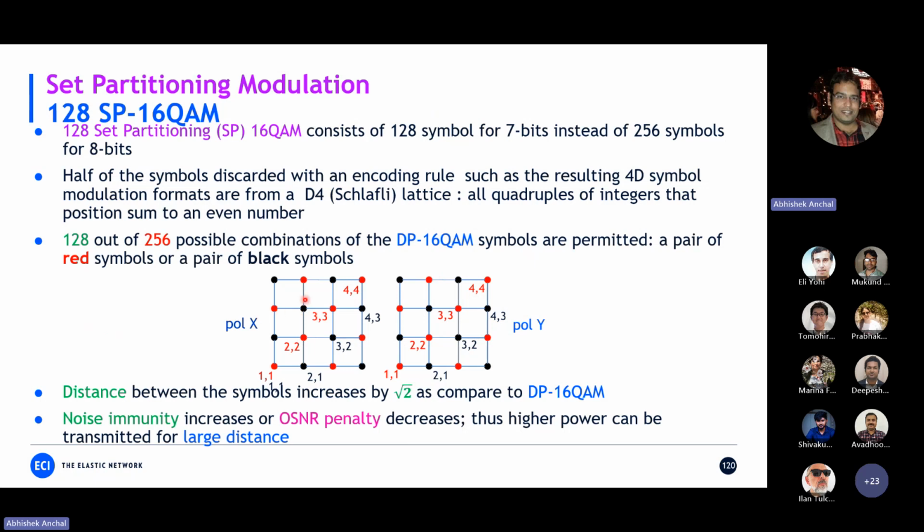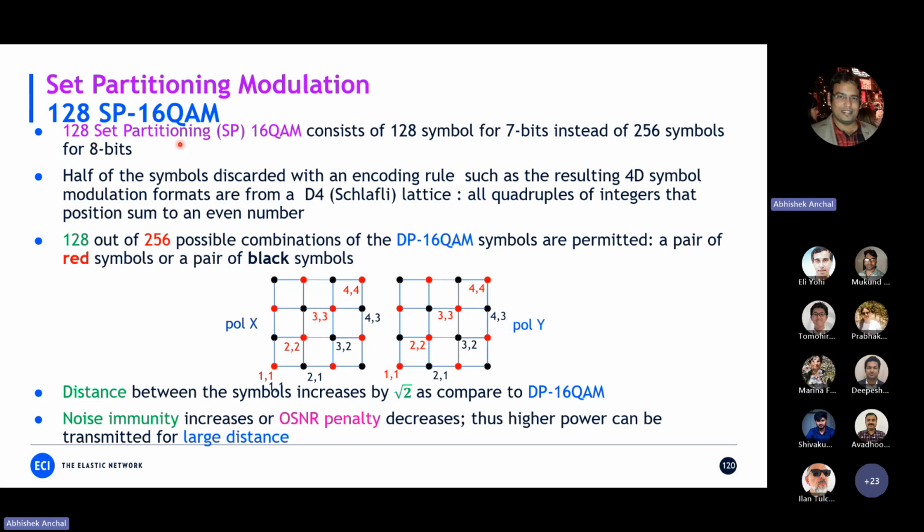They decide that for the best performance, if you choose the diagonal ones rather than the adjacent symbols, it will give you better performance in terms of nonlinearity. So only either the red or the black symbols are used, and the other half of them are thrown away. The distance between the symbols, instead of this, becomes this, so it's increased by √2 times. So the performance in terms of nonlinearity and distortion improves. And since the performance in terms of noise is improved, the OSNR penalty decreases, and the required OSNR at the threshold level at the transmitter and receiver end also decreases.